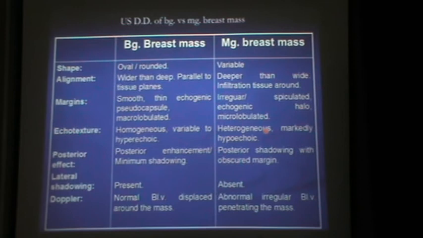The echotexture is heterogeneous, markedly hypoechoic, showing posterior shadowing with obscured margin, and lateral shadowing is absent. By Doppler ultrasound, abnormal irregular blood vessels penetrate the mass.